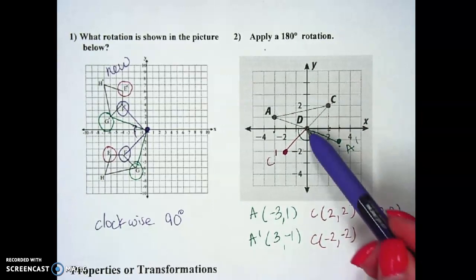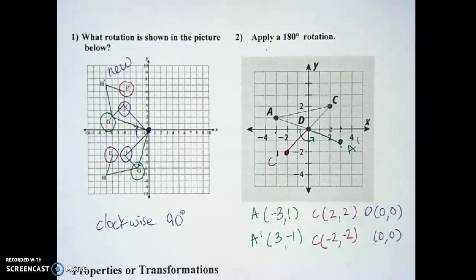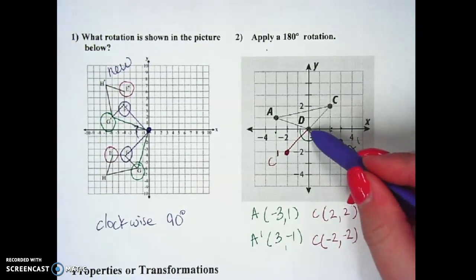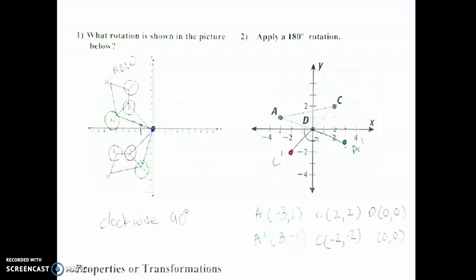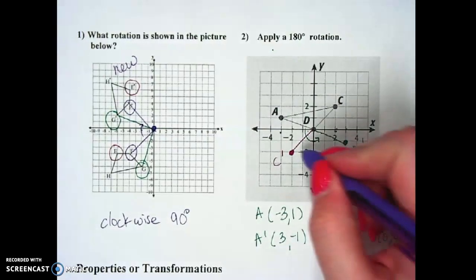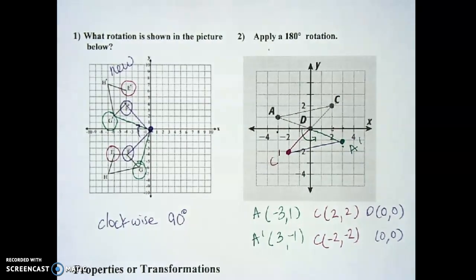For our last one, D, there's no such thing as spinning or flipping or translating, right? We're just leaving 0, 0 there alone. I didn't flip him over or spin him. He's just staying at 0, 0. So there's my new triangle. I got the exact same picture.